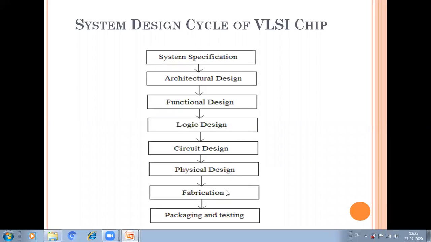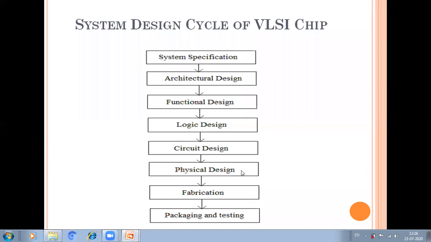Next is the fabrication. After you finalize and complete your design, it goes to fabrication. According to the fabrication steps, we can manufacture a VLSI chip. The last stage is packaging and testing, which is again very important. After completion of the chip, the testing is carried out with a few software tools, so we can perform the tests.